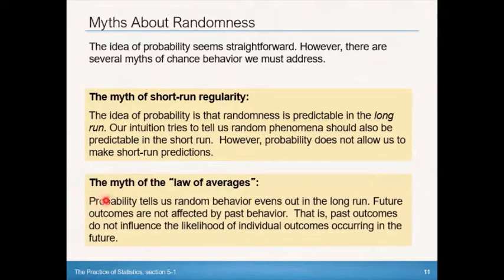All right, and then this law of averages, another myth. Probability tells us that behavior evens out in the long run. So future outcomes are not affected by past behavior. Sometimes you hear about people who keep track of all the lottery numbers that show up. And they might say, oh, a 2 hasn't come up in a long time, so that's bound to come up, more likely to come up in the next lottery than other numbers. And that's false. Past behavior does not affect future behavior with independent events like that.